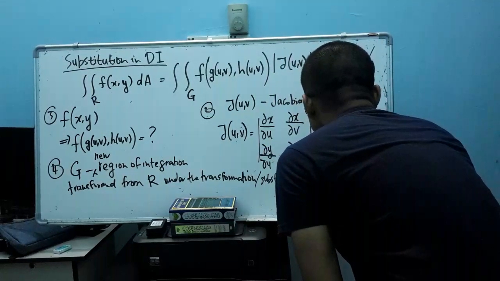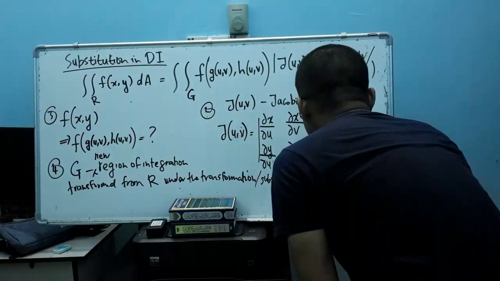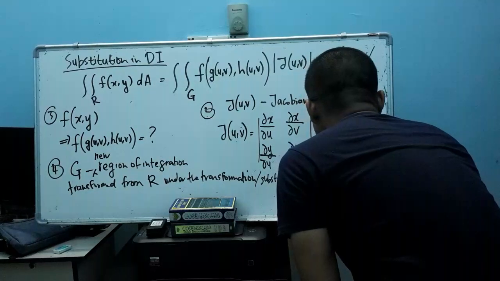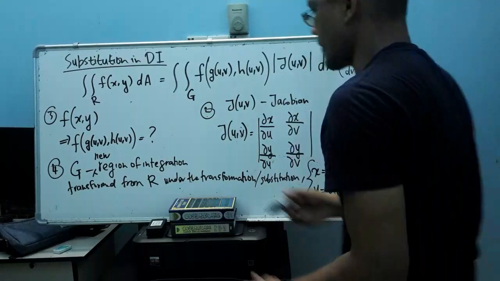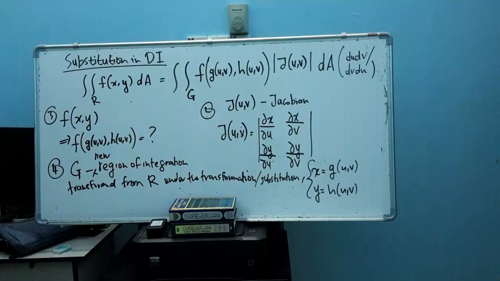Under the transformation, the first transformation is x equals g(u,v), and the second one is y equals h(u,v). What is the meaning of G here? G means that we have a new region of integration, transformed from R. R is our first region of integration, under such a transformation, which we already mentioned in the first step.